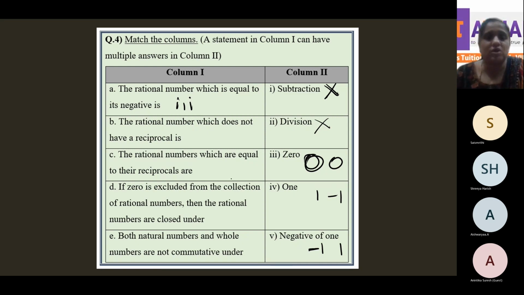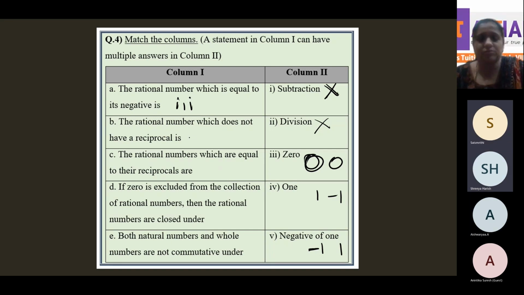The rational number which does not have a reciprocal is 0. Correct, 0 does not have a reciprocal.